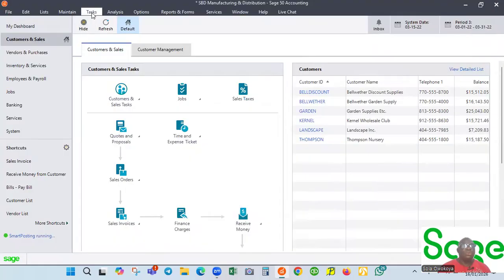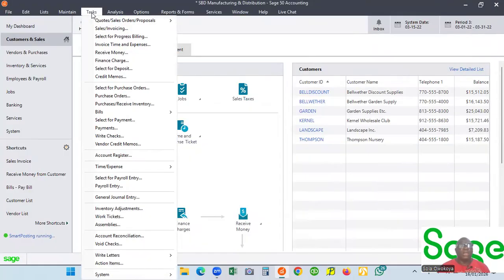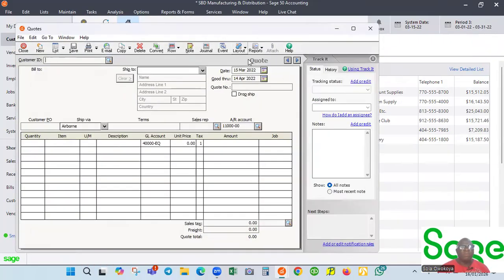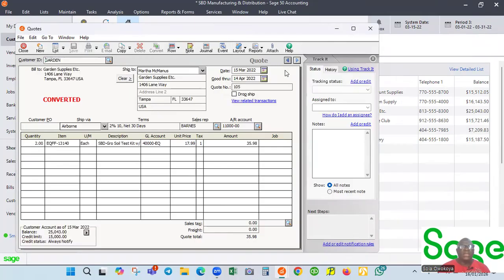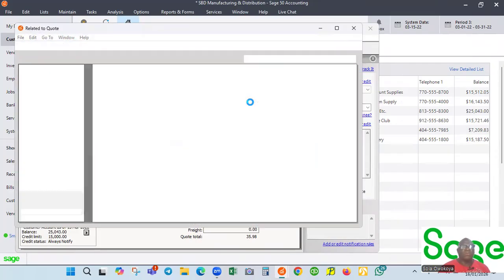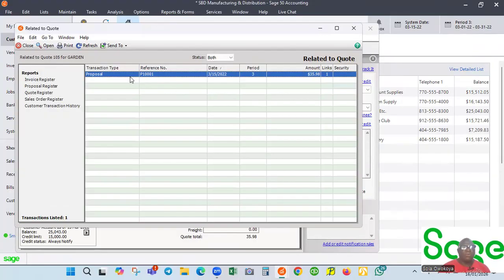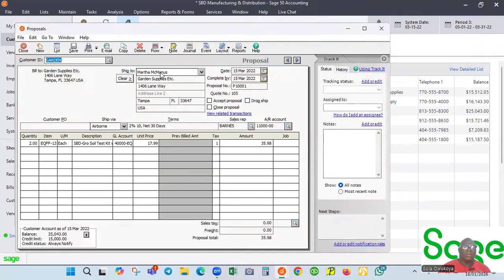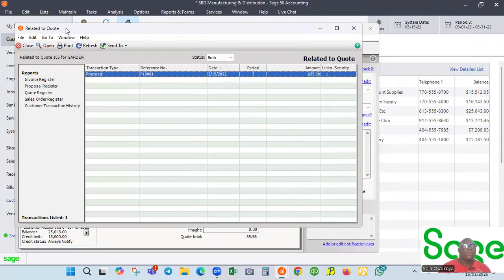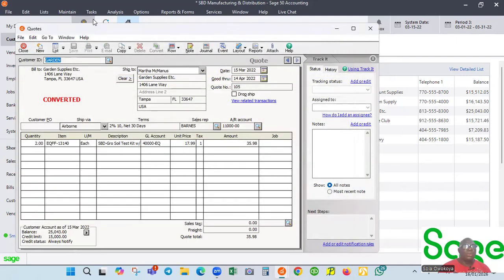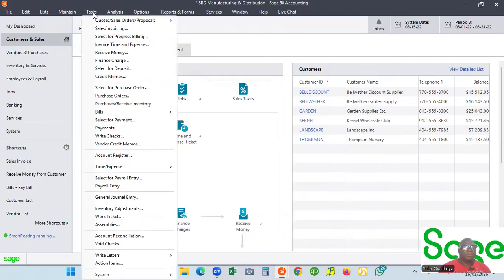You can use it to do some tasks like sales orders. You can use it to maintain your quotes. When you want to do a quote, this is a non-posting transaction. You can use it to maintain your quote, and also convert the quote into a proposal that you can send to your customers and all that.